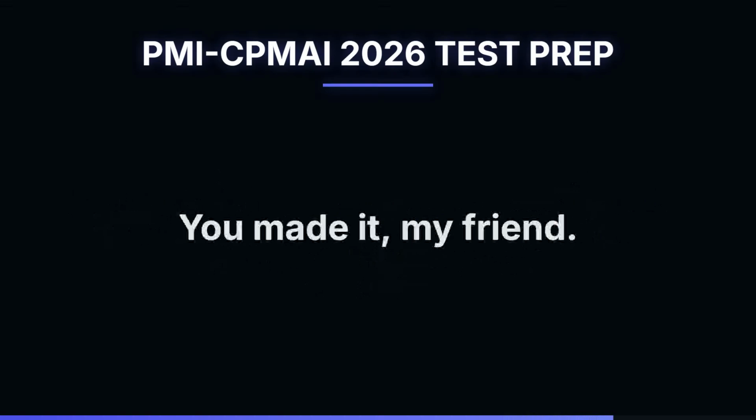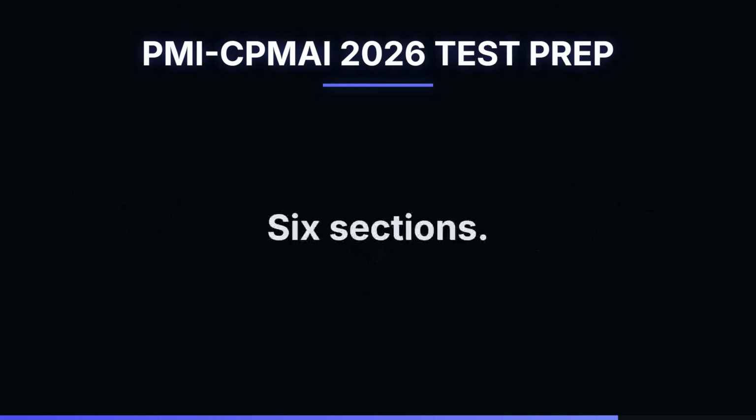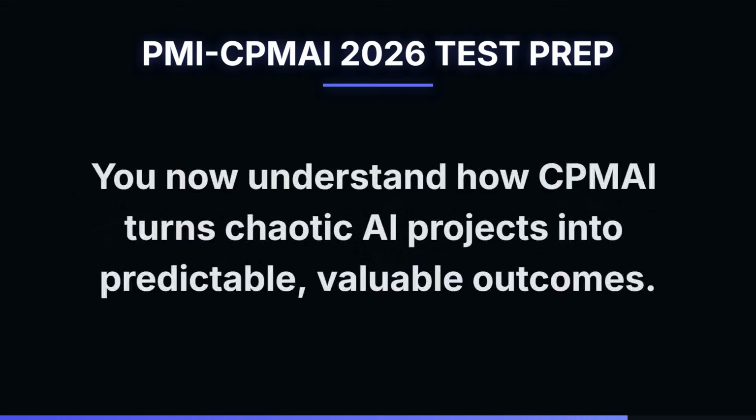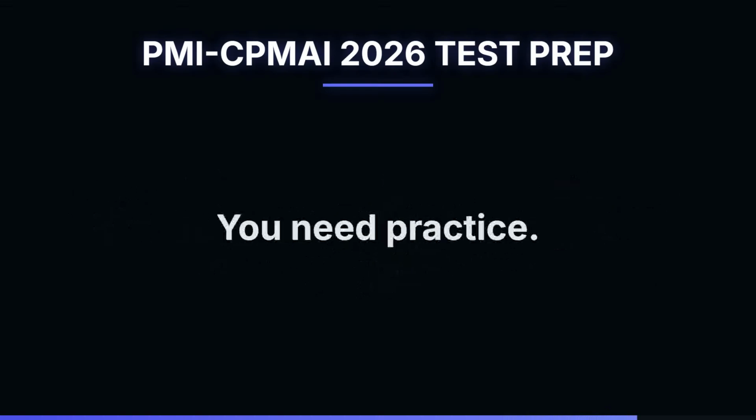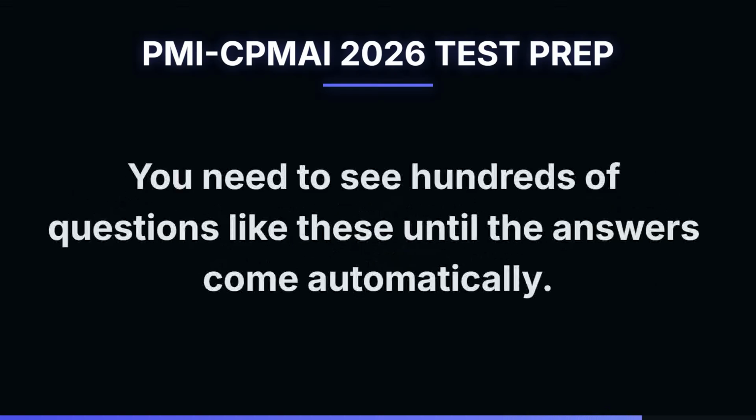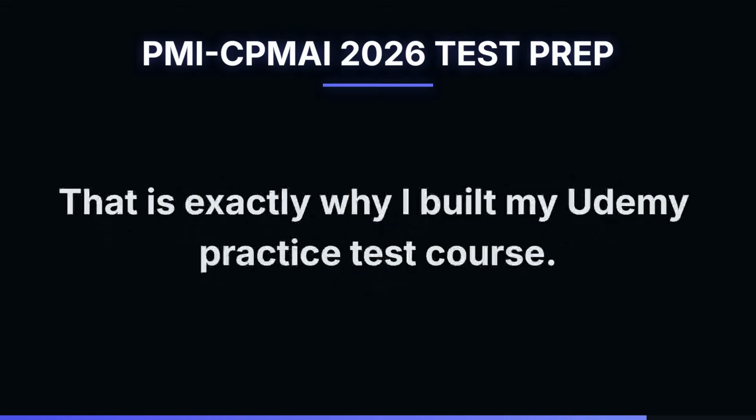You made it, my friend. 6 sections. 6 phases. You now understand how CPMAI turns chaotic AI projects into predictable, valuable outcomes. But reading is not enough. You need practice. You need to see hundreds of questions like these until the answers come automatically.